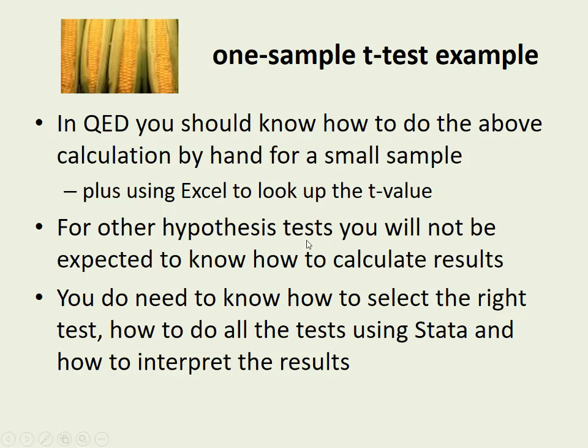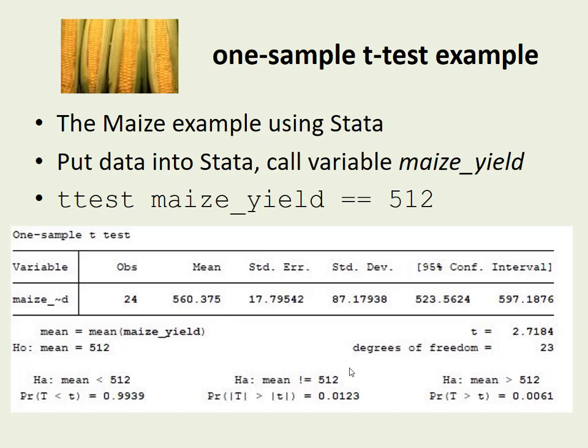But what you need to be able to do is know what kind of test you need in a certain situation. You need to know how you're going to carry it out using Stata, and then when the results come out, you need to know what those results are telling you. So if we were doing this using Stata, which would be sensible, just put the data into Stata. I've called it maize yield, call it whatever you want. This is the command, ttest maize yield == 5/12, and it gives you the answers.